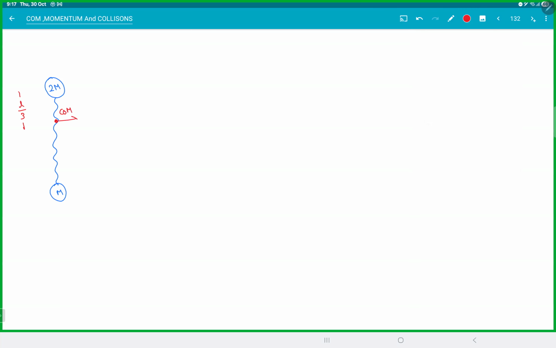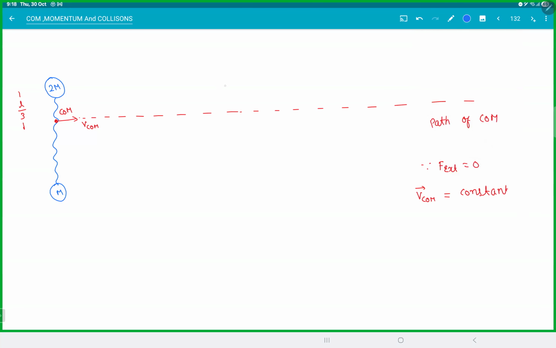The center of mass will go with the speed of v c/m. This will continue to go in a straight line. This is the path of the center of mass. Since F external is 0, the velocity of the center of mass is constant, meaning that point will keep going in a straight line and these two will rotate in such a way.